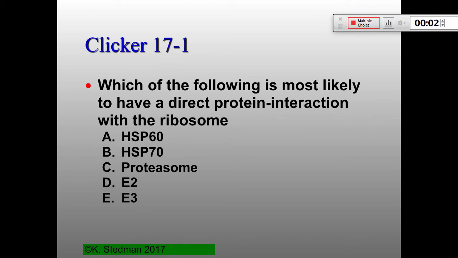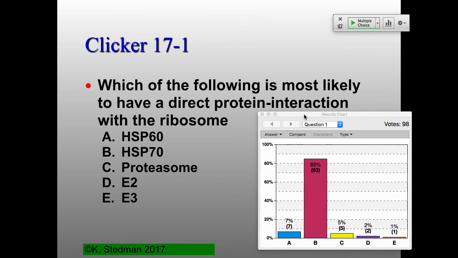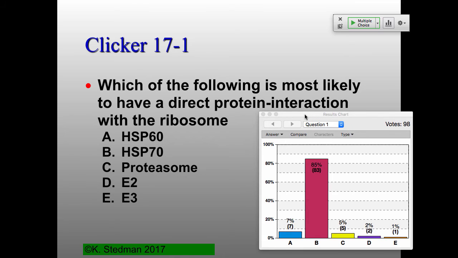Unless somebody just doesn't care, they just click something. 25% or 20% chance. Okay, let's look at our answers. So, not 100%, but most of you seem to be on the right track here.